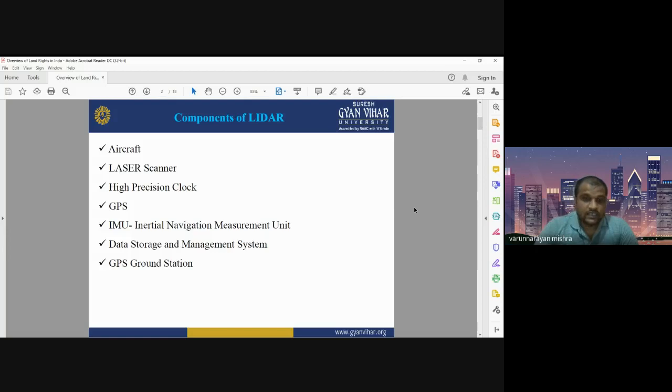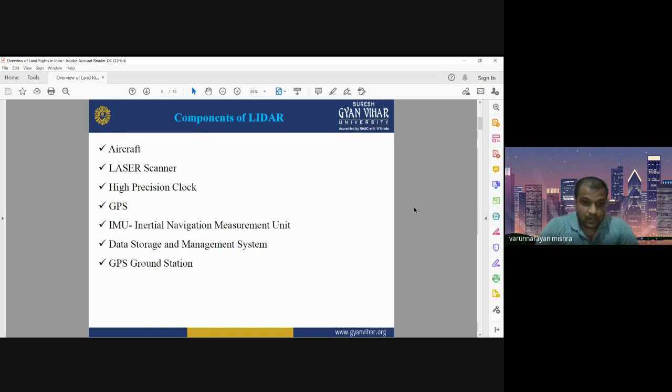You all know that LiDAR provides us the data in the point data format, or you can say the intensity values. So before getting the intensity values, we should have these components. There should be an aircraft where we can mount our LiDAR. A LiDAR is a kind of laser scanner, so for that, we need to know what a laser is and how it works. Then there is a high precision clock. These high precision clocks are different from the normal clock we use in our daily life. It provides us very accurate, very precise data about the timing of the flight, timing of the data acquisition, and other things.